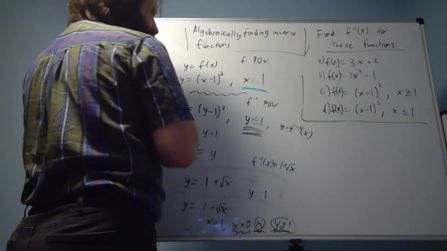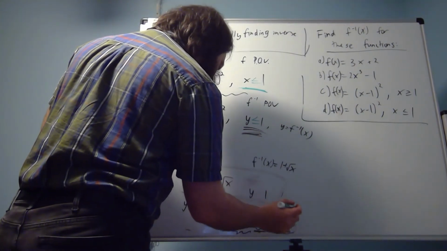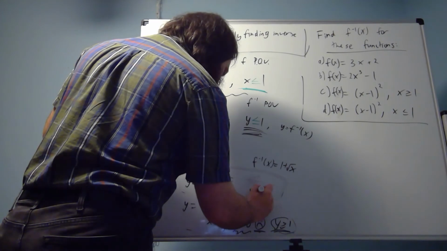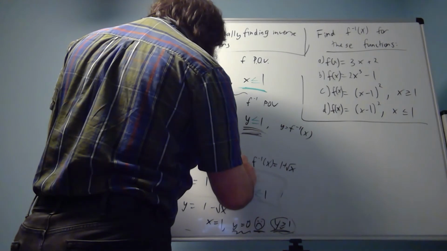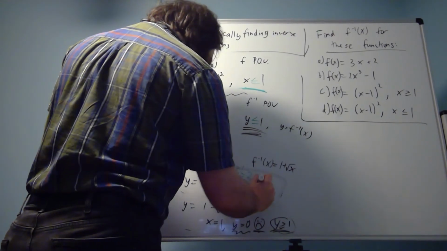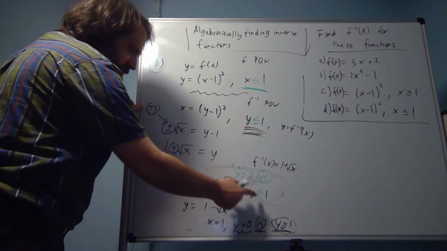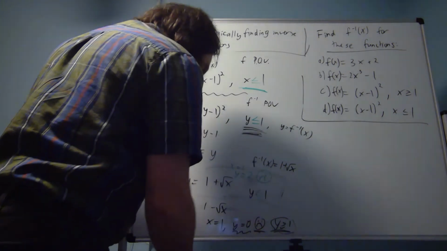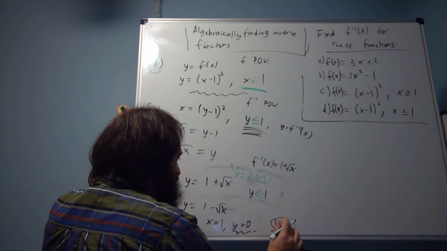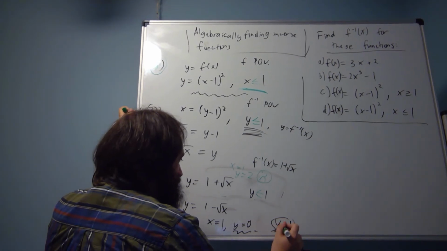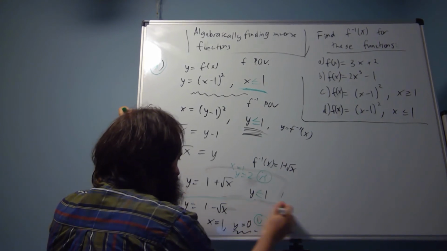Well, because it's question D instead of question C, we need y to be less than or equal to 1. So when x is equal to 1, this one's not good because then y is 2, but y was supposed to be less than or equal to 1. This one here, when x is 1, y is equal to 0. Now this one is good and the other one is bad.